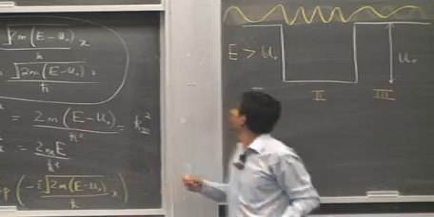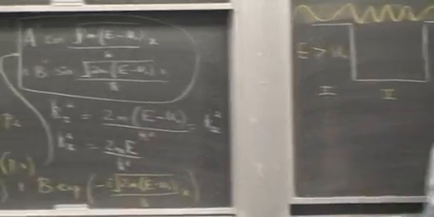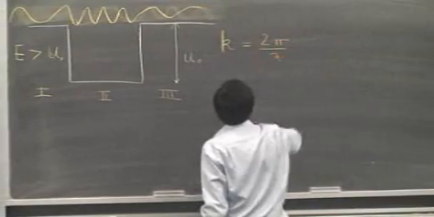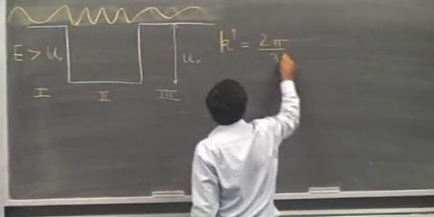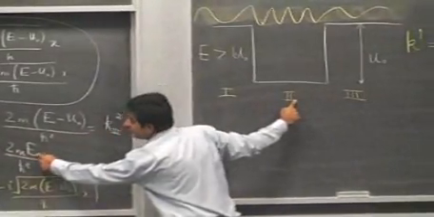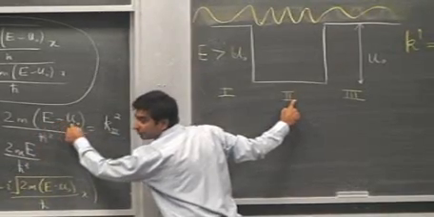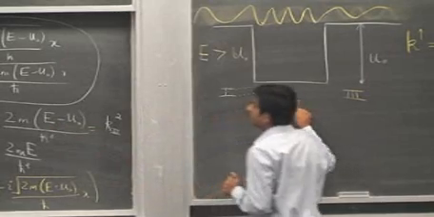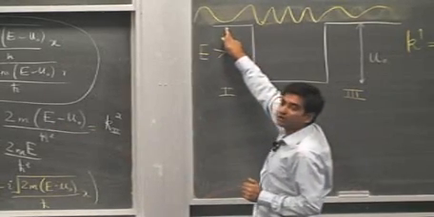The wave number is inversely proportional to the wavelength. The higher the wave number, the smaller the wavelength. In region 2, the wave number is higher because there's an E here. In region 1, there's an E minus U naught. So the wave number is smaller in regions 1 and 3. Smaller wave numbers give you longer wavelengths.